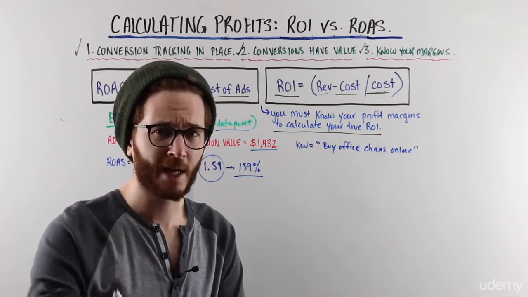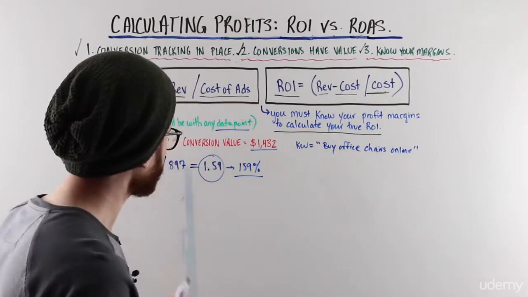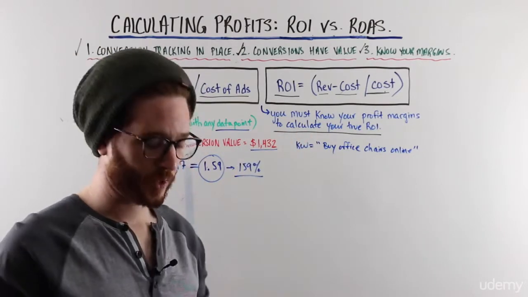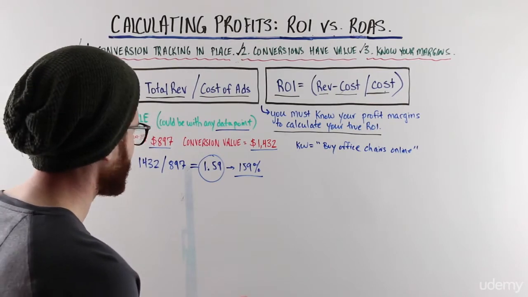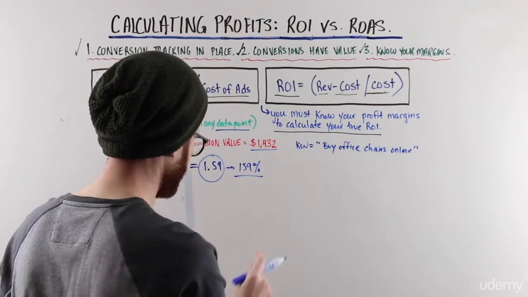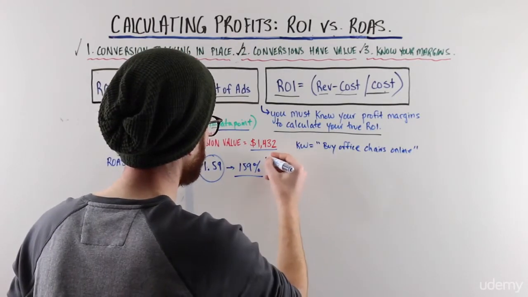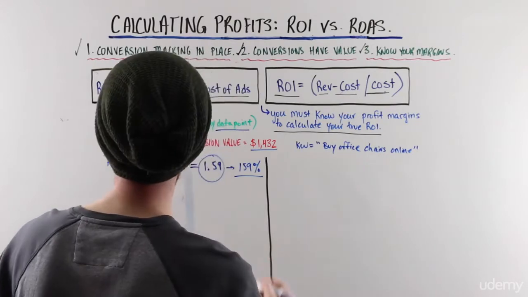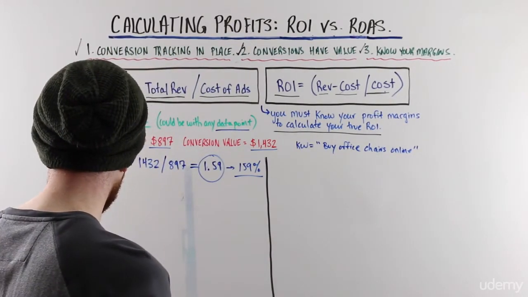But now let's get a little bit more complicated. Let's get a little bit more thoughtful. Say we wanted to figure out our profit, our return on investment, taking into account our profit margins, okay? So now let's move over here, get a little bit more view. Maybe we'll change the color. Let's go to black here. And we're going to use the same data, okay? We're still going to be talking about this keyword, same spend of $897 and conversion value of $1,432, okay?